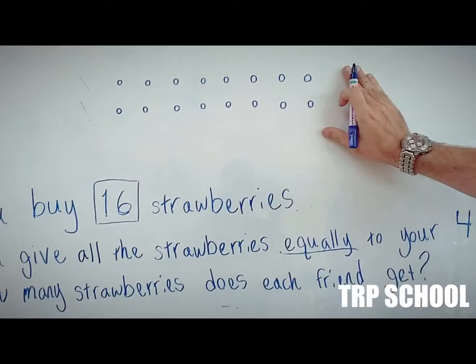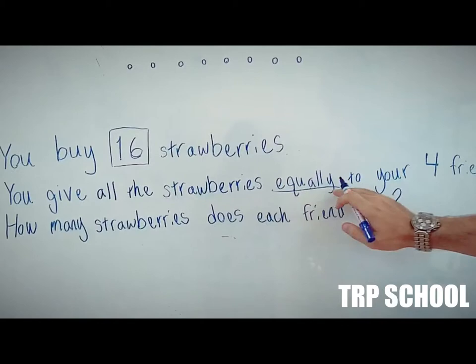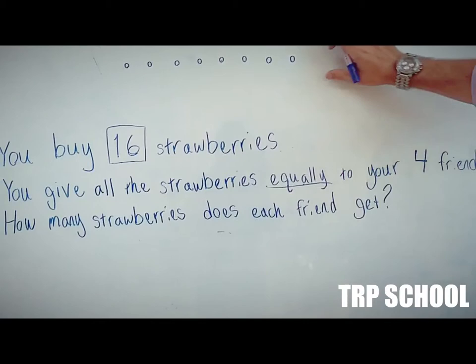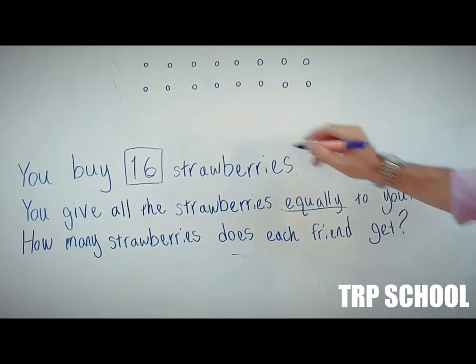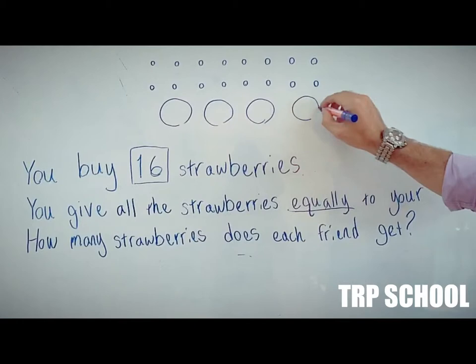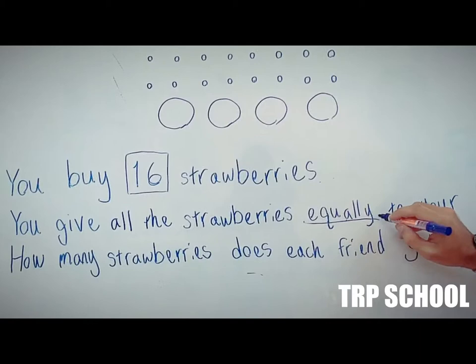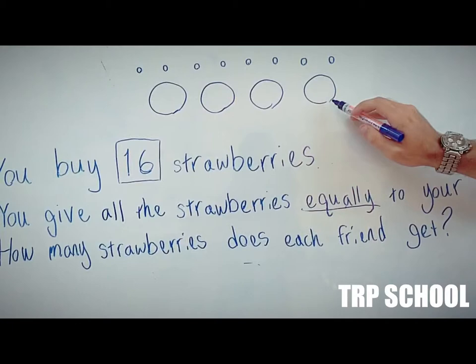You give all the strawberries equally to your four friends. Okay, so I know I'm putting my 16 strawberries into four groups, one group for each friend. 1, 2, 3, 4. Let's close these circles. And because it says equally, I know that I need the same number in each bag. And it's all of my strawberries, so nothing is left over.